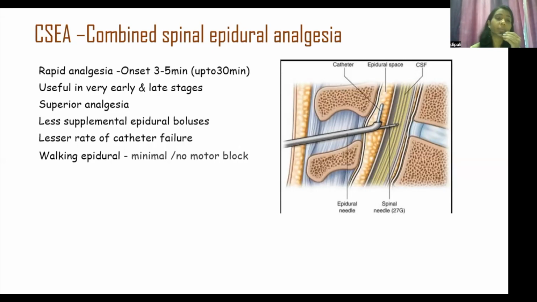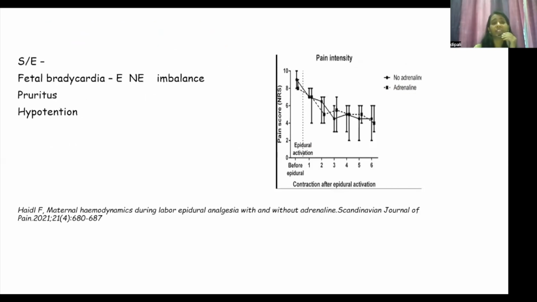It is a superior analgesia procedure. It has fewer supplemental epidural boluses. It also has a lesser rate of catheter failure. Side effects are fetal bradycardia, pruritus, and hypotension.